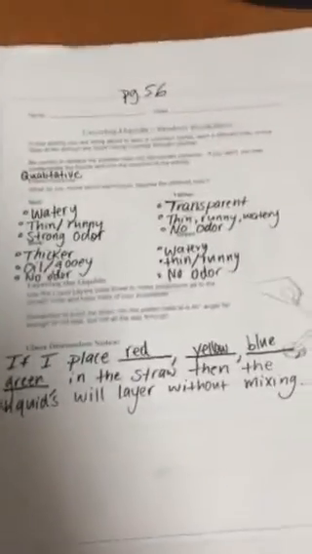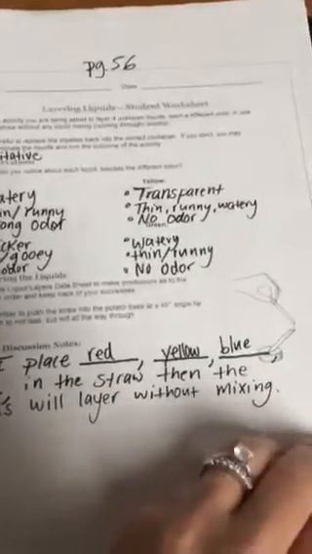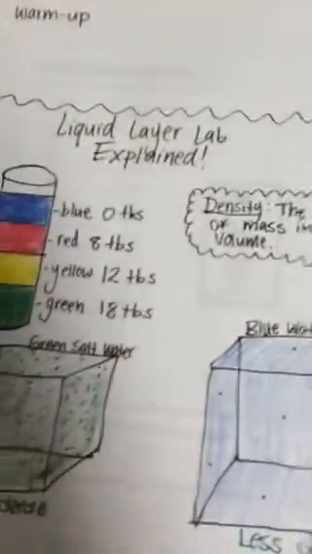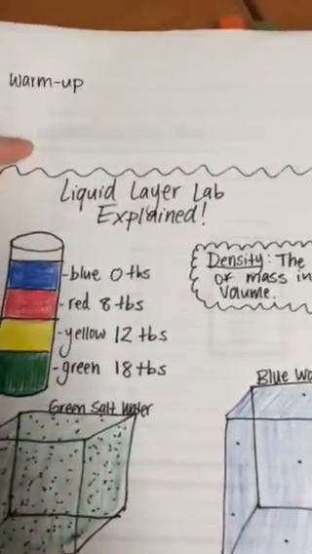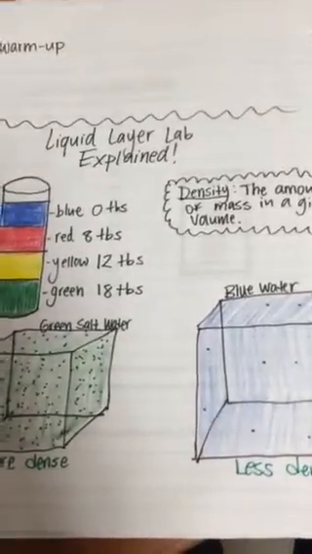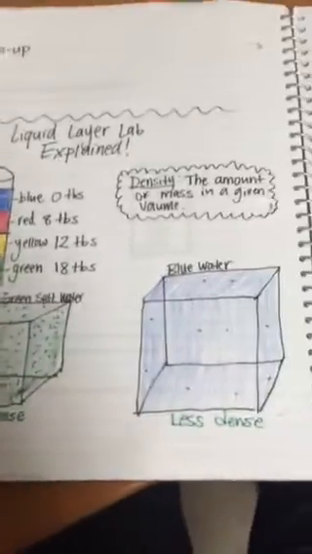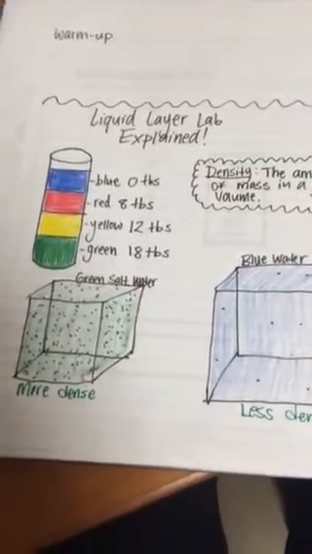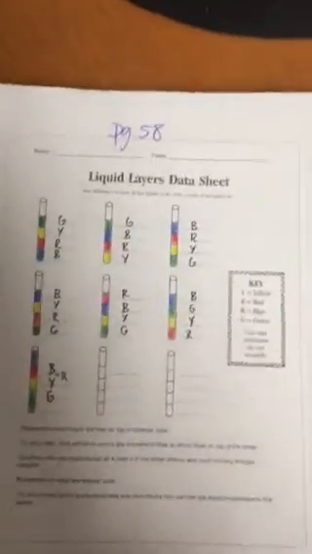On page 56 will be the handout called Liquid Layering that we did with the straws and the different liquids. On page 57, looks like we started warm but didn't finish, so this might be blank, but we did do the Liquid Layer Lab Explained under that on page 57. You can see we drew density and we talked about what was in each liquid that we layered in the straw. On page 58 is our liquid layer data sheet.